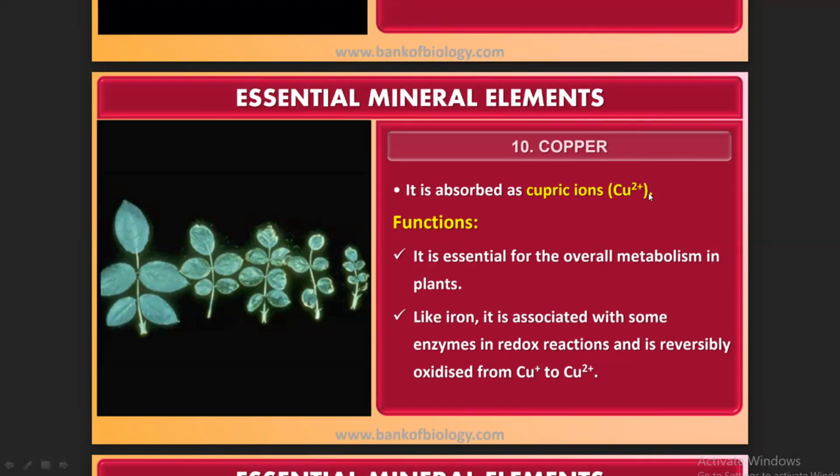Copper, it is absorbed as cupric ions. Okay. It is essential for the overall metabolism in plants. If you note, everywhere they are saying metabolism. But like iron, it is associated with some enzymes in redox reaction and is reversibly oxidized from Cu+ to Cu2+. Okay, what is oxidation? It changes any metal into its oxide. Addition of oxygen or removal of hydrogen.